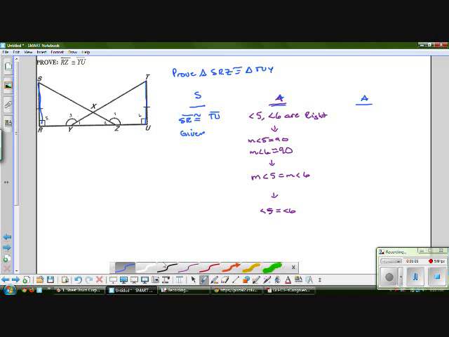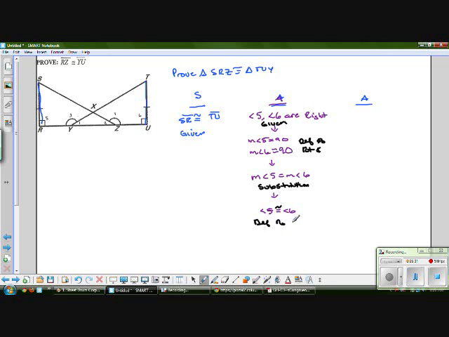Angle 5 and angle 6 are right because it was given to us. Angle 5 is equal to 90, angle 6 is equal to 90 because of the definition of a right angle. Angle 5 is equal to angle 6 because we substituted. Angle 5 is congruent to angle 6 because of the definition of congruency. Okay. So that would give us our second angle.